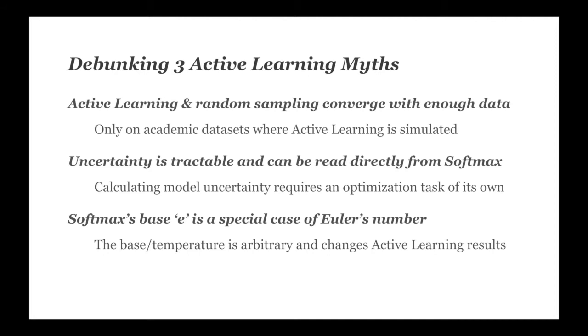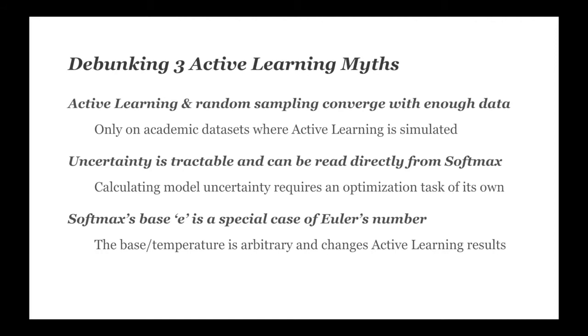If you have a binary classification task, you can read the confidence directly from your softmax output, but anything more complicated than a simple binary classification task means that there are multiple different ways of calculating uncertainty. And no one way is guaranteed to be the most optimal way for your data. Calculating the optimal uncertainty for anything beyond a binary task is an optimization task in its own right. In fact, a lot of the advanced uncertainty sampling methods are themselves machine learning algorithms. Finally, related to uncertainty, one of the myths is that softmax base of E, Euler's number, is a special case of that number. And that simply isn't the case.